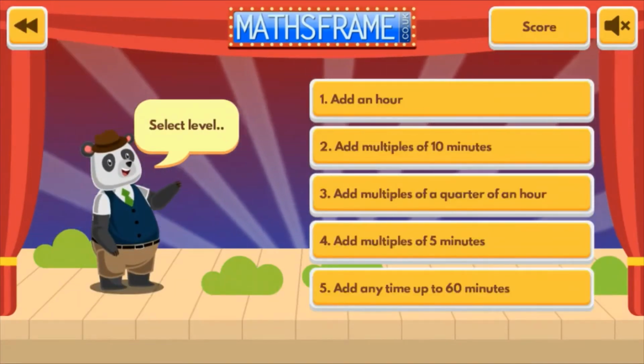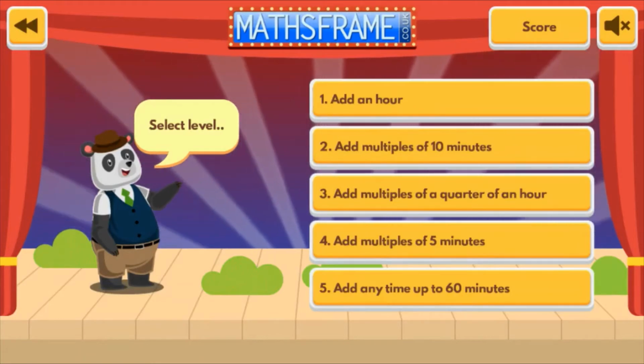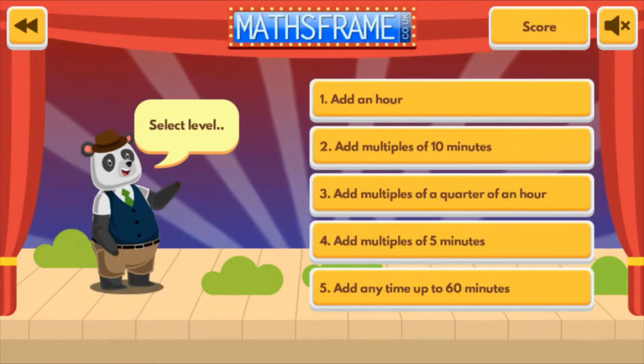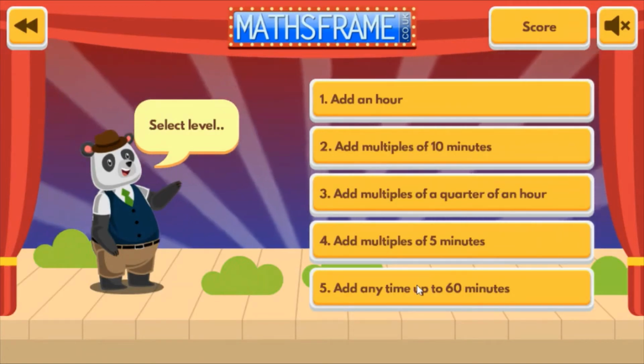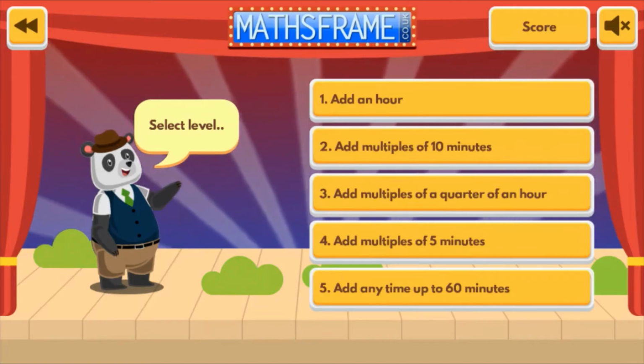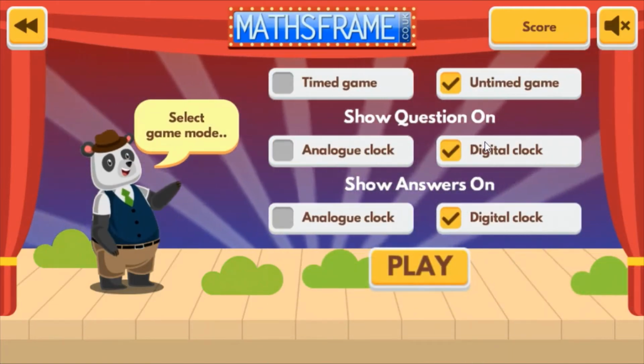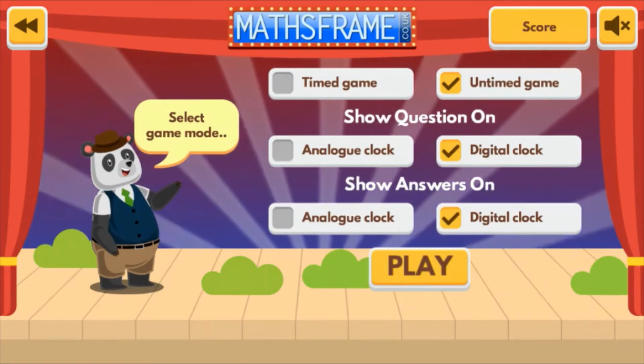Right, so I'm just going to show you level 5. You can do more of the level 4 on your own computer in your own time. So level 5, so this is any time up to 60 minutes, so it won't be such round numbers to add. Now this time I might do digital to digital, but you could try doing a mixture when you play.